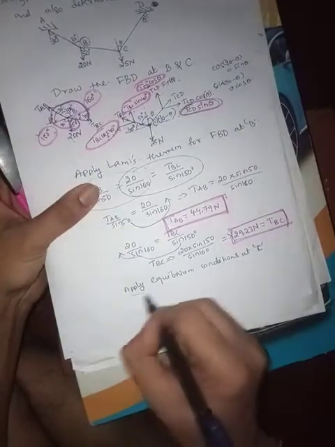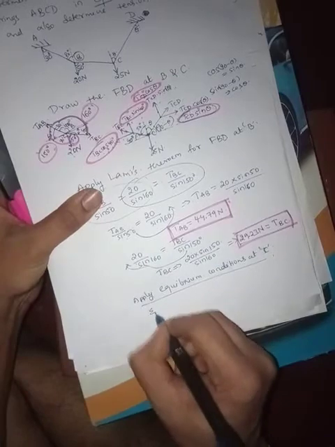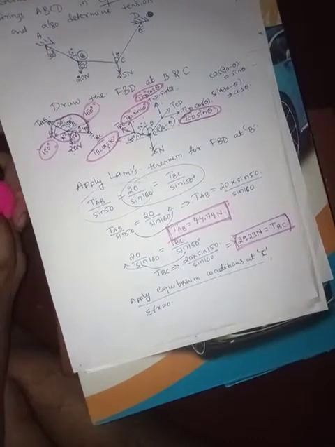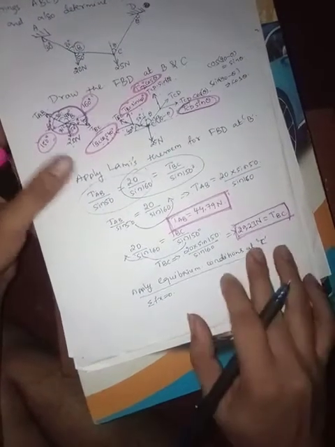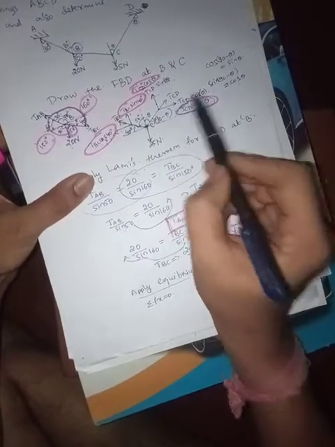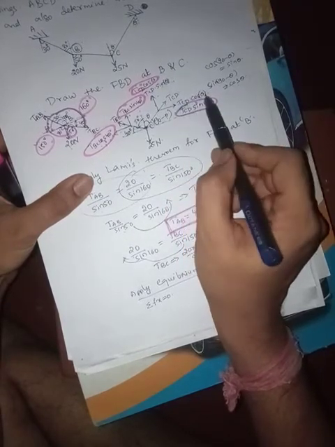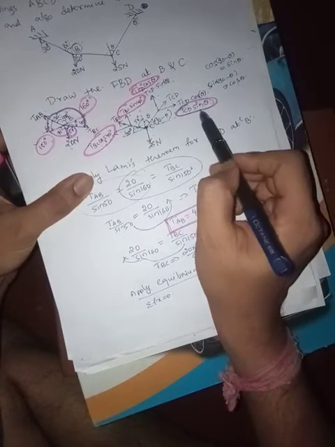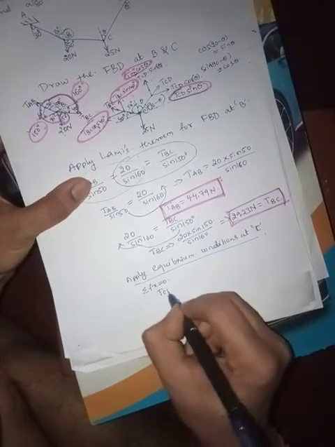So apply the equilibrium condition, that is sigma Fx equals 0, that is, equating the sum of all the horizontal components of the forces to 0. So what are the horizontal components of the forces acting here at C? The horizontal component of the force TCD is TCD cos theta. Cos of 90 minus theta is nothing but sin theta. So the horizontal component is nothing but TCD sin theta.